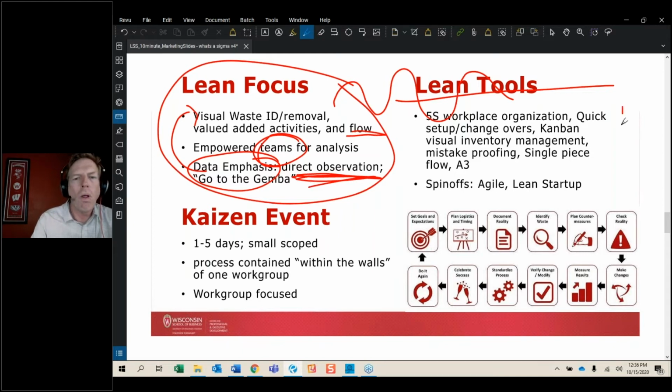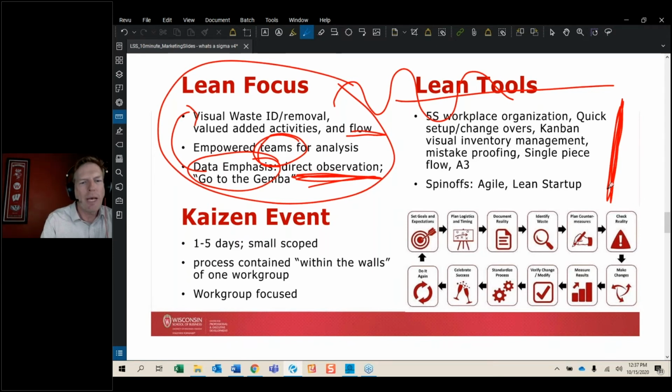There are a whole suite of tools and techniques to help with successful lean projects, to help make for a better future state. Everything from workplace organization like 5S and the techniques that you see on the Netflix Marie Kondo videos, to quick setup and changeover, inventory management using Kanban, there's mistake proofing, single piece flow, A3 thinking. Oh, there's a whole bunch of them. These were all first developed for production and manufacturing environments, but they work extremely well wherever there are visual work activities.